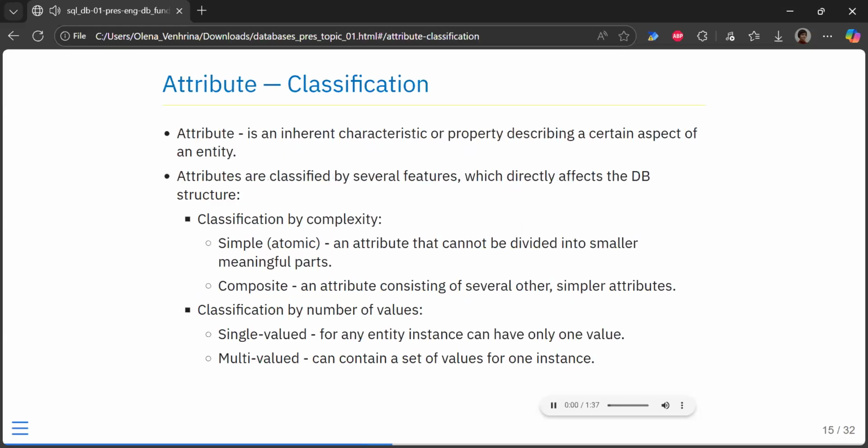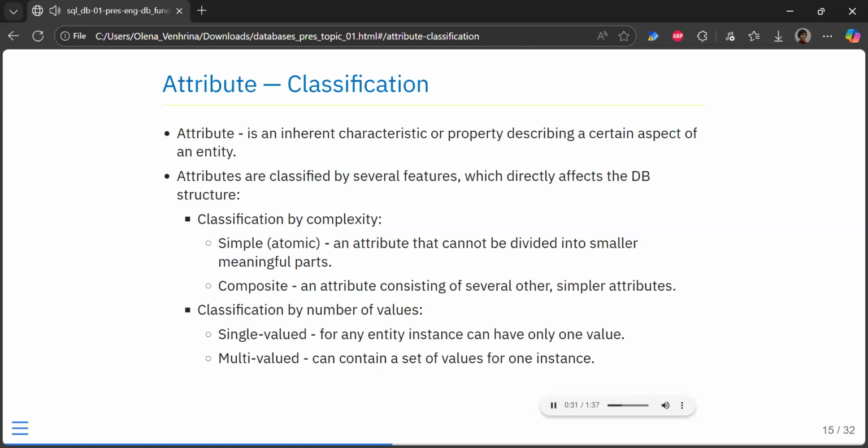So we defined our entities. Now we need components that describe them. These are attributes. An attribute is simply a property of an entity. If our entity is student, then surname, first name, and date of birth are its attributes. They provide details. But attributes are not monolithic. During design, we must classify them, as this will directly affect how we build our tables. There are 3 main classifications. On this slide, we will consider the first 2.